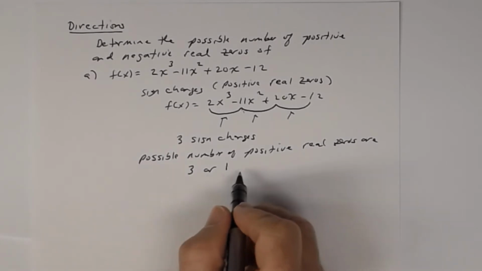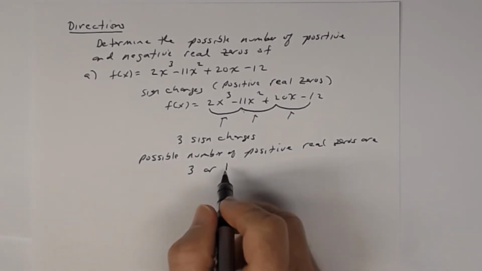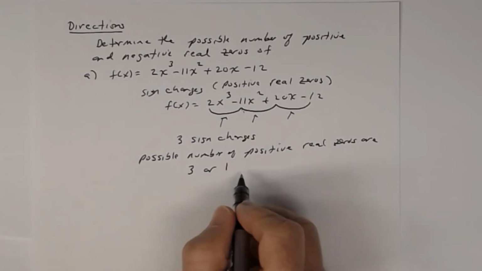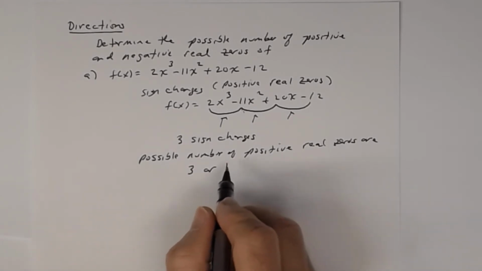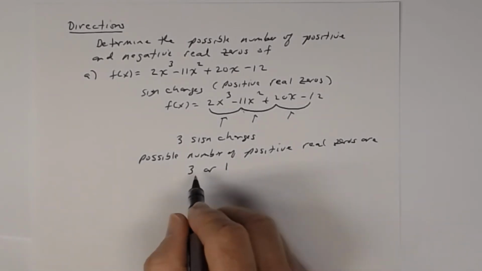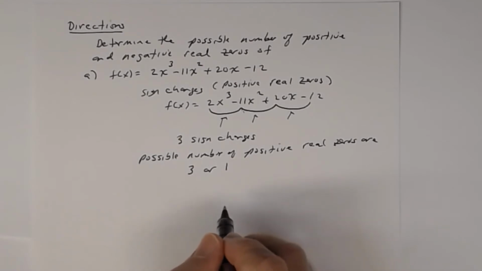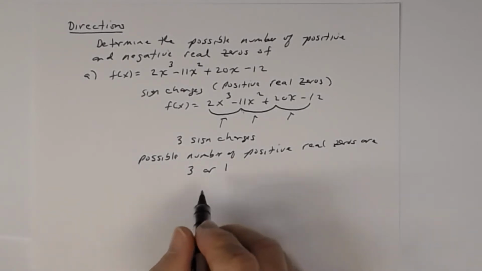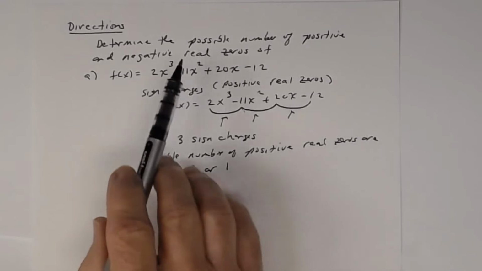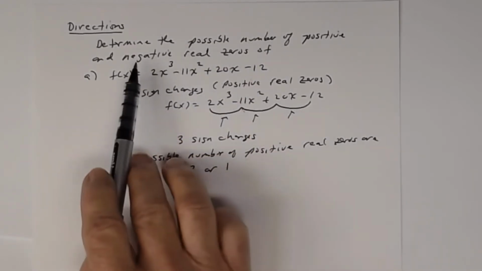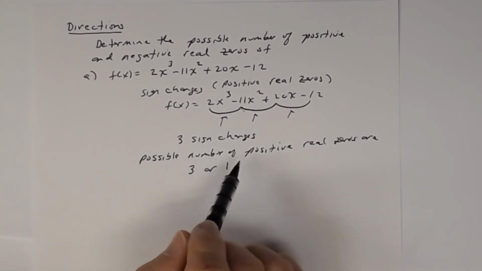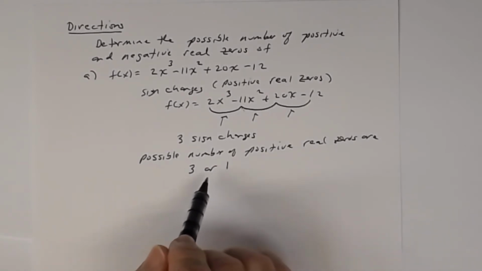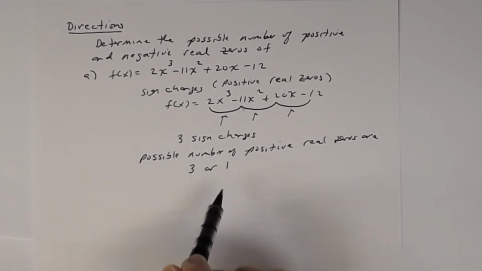Now you may say, well, can I subtract again? No, because if you subtract again, 1 minus 2 is negative 1. So you can't have a number of positive real zeros being negative. It must either be 3 or a positive 1 in this case. Okay? So that's what you would write. So when they ask you to determine the possible number of positive real zeros, you're going to say the possible number of positive real zeros are 3 or 1. You're going to have 3 or you're going to have 1.